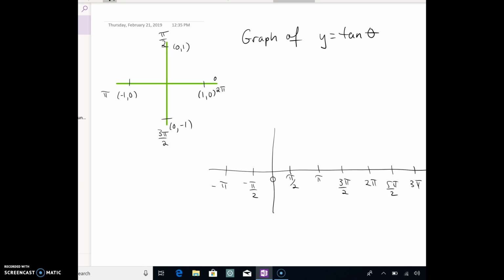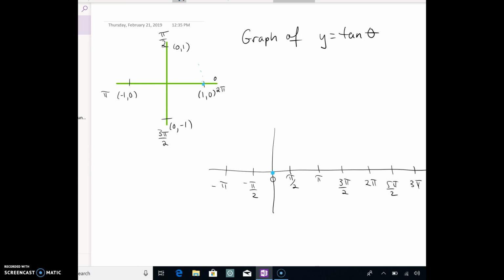Okay, so the first thing we're going to do is start at 0 over here in the unit circle. Now recall that tangent is the ratio of y to x. So if you take a look at 0, the y value is 0, the x value is 1. 0 divided by 1 is 0. So that means at 0, our tangent function is equal to 0.